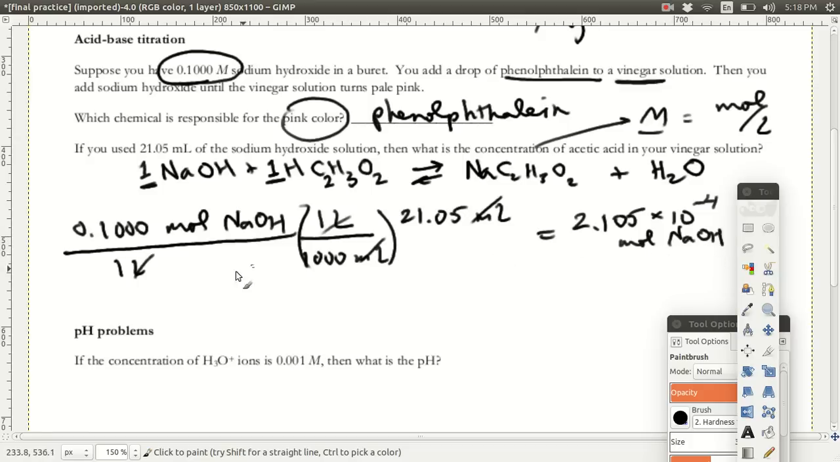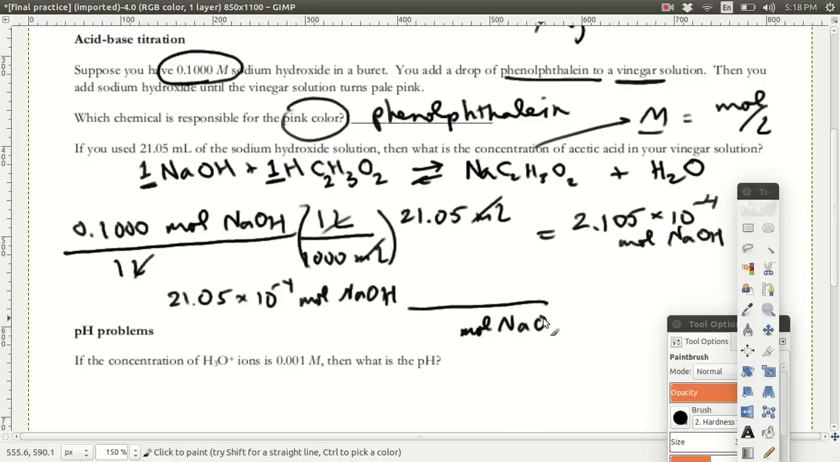Okay, so now let's take that number, 21.05 times 10 to the minus 4 moles of NaOH. And let's see what we can get from acetic acid with this. Now I put moles of NaOH on the bottom so they can cancel. Now in here, 1 mole of NaOH goes with 1 mole of acetic acid. So 1 mole of this, 1 mole of acetic acid. That's a 1, not a 7, okay?